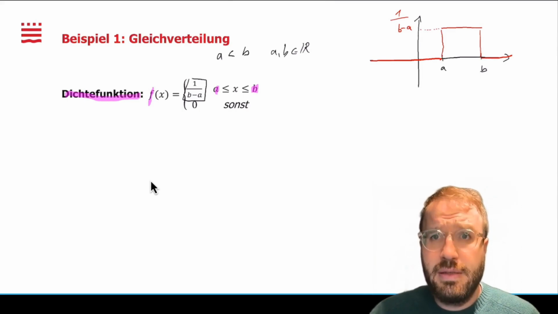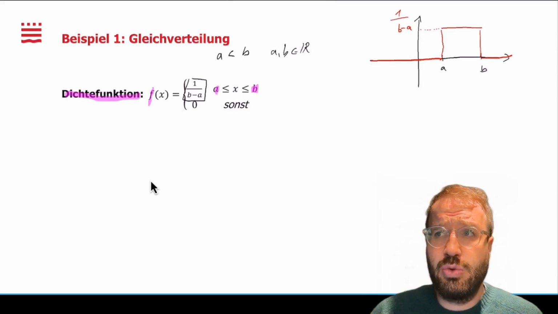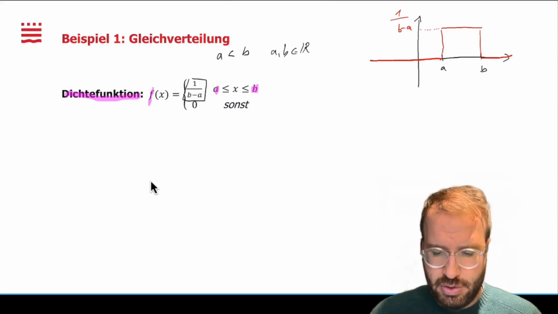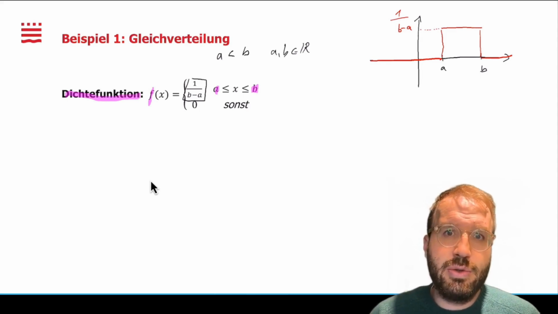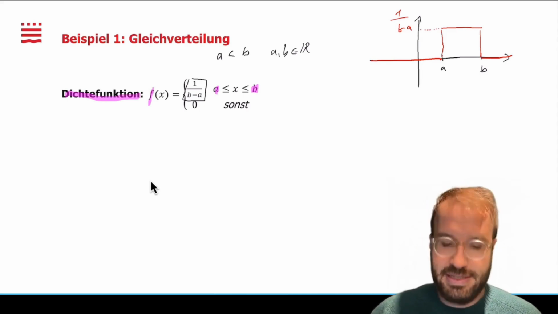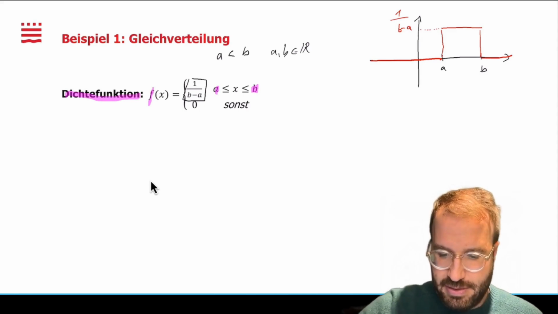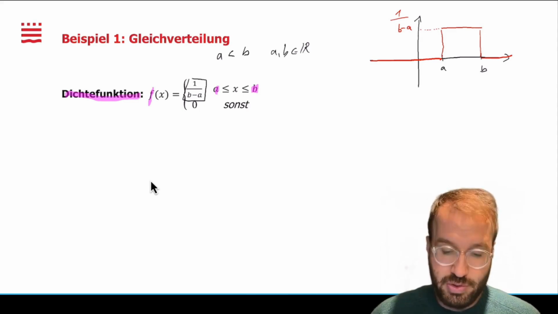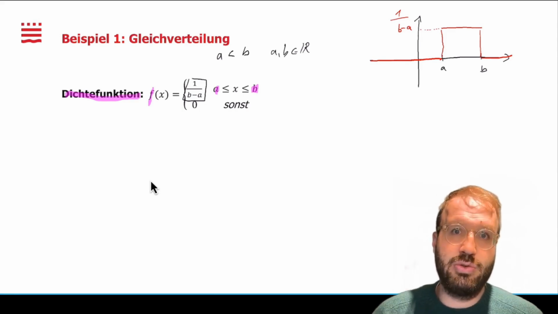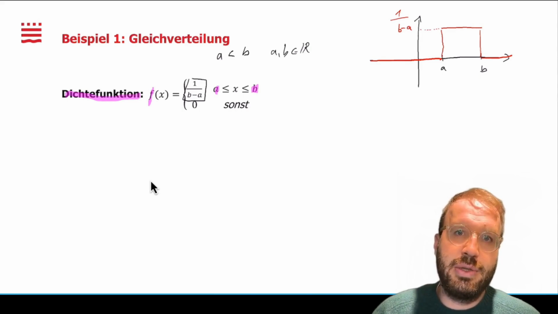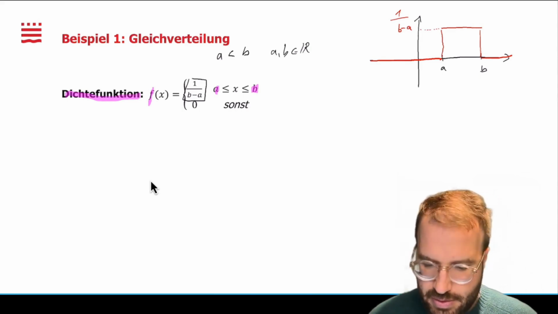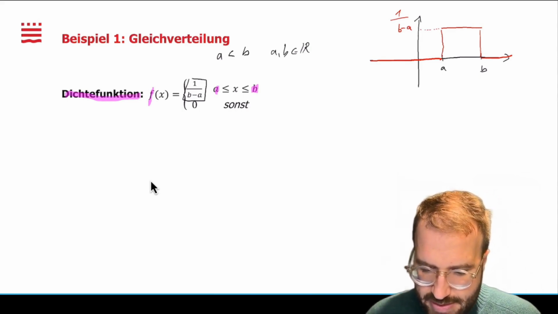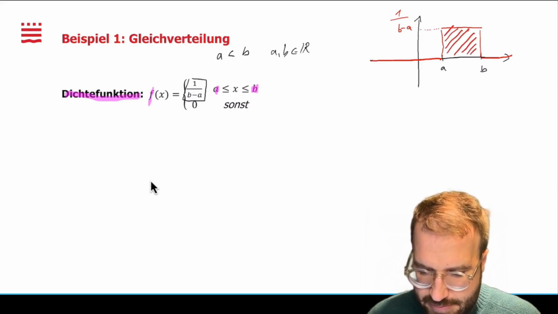Before we do that, I want to show you that this is indeed a density function. And for that, we need to look at whether, when I take the entire area, it equals 1, because that is important for a distribution function. As x approaches infinity, the value is 1. Therefore, we need to check whether this area here is 1.